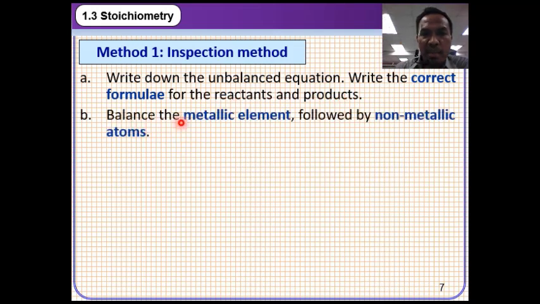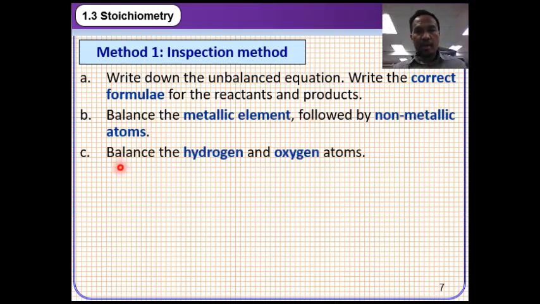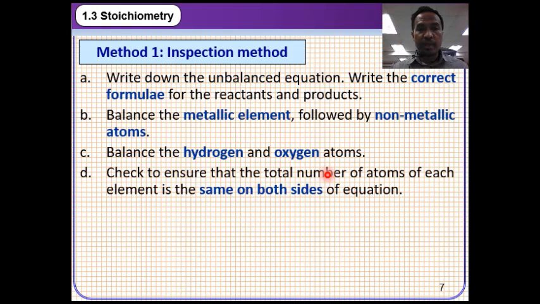Normally, we balance the metallic elements first, followed by non-metallic atoms. Then, we balance the hydrogen and oxygen atoms, if we have these atoms. Then, we check to ensure that the total number of atoms of each element is the same on both sides of the equation.